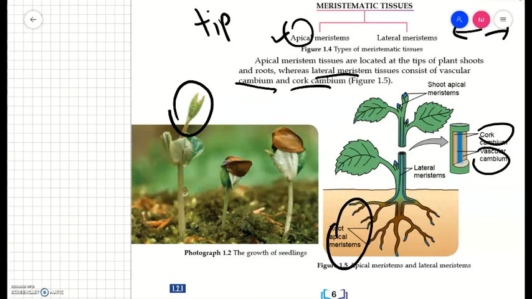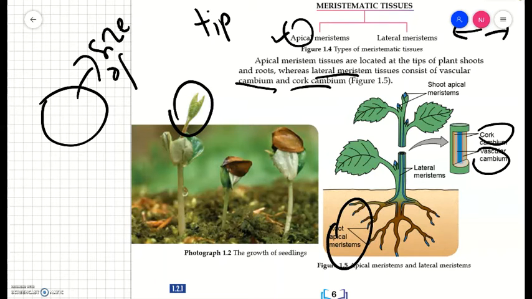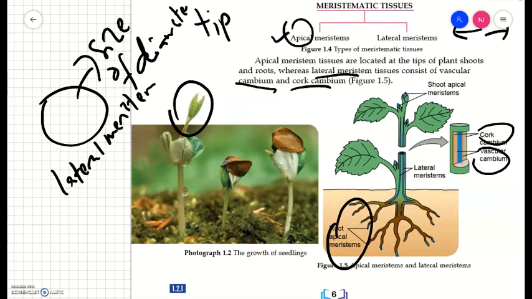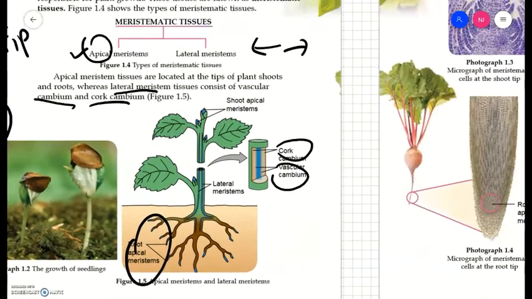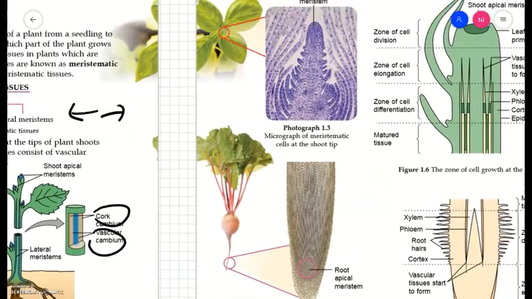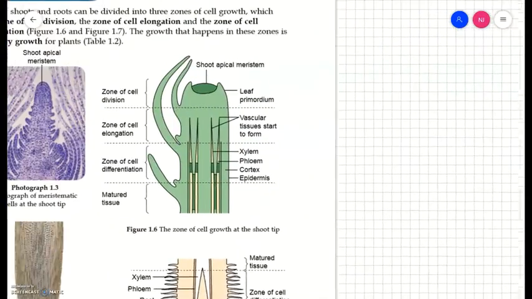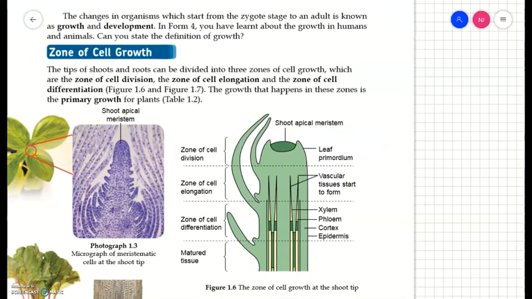So the growth is growth in diameter, in the size of diameter, for lateral meristem. Kenapa boleh ada growth the size of diameter? Because there is a vascular cambium and cork cambium. Okay, next.